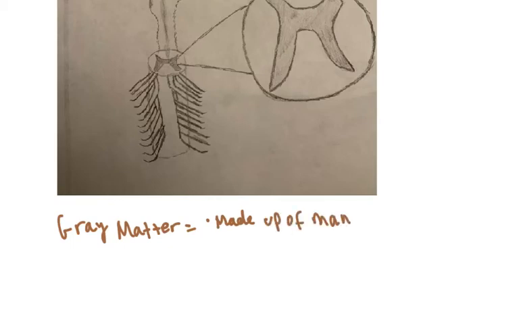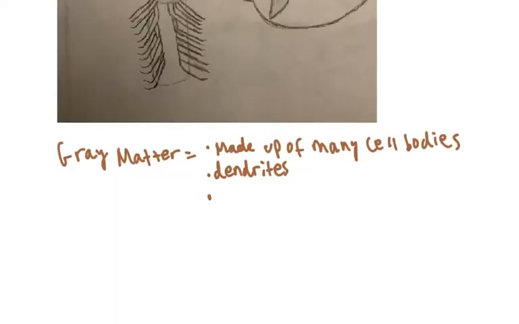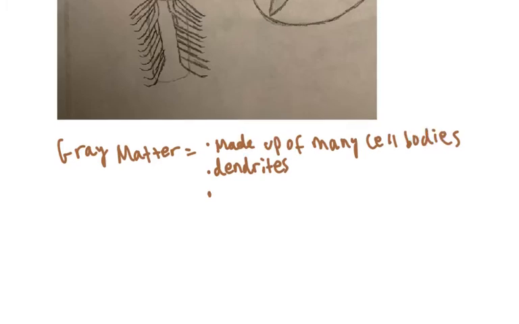Alright, so cell bodies, and then the other thing is that the gray matter is also known to be the one with the dendrites. So there are cell bodies with dendrites, right? And in addition to the fact that gray matter is made up of many cell bodies and dendrites, they also are known to mostly have unmyelinated axons.